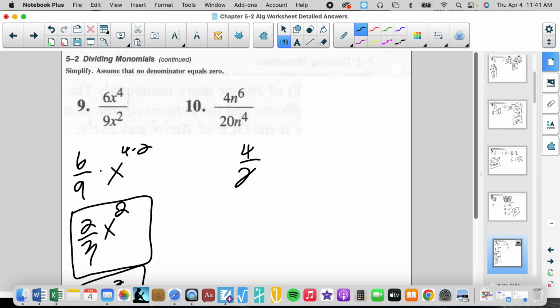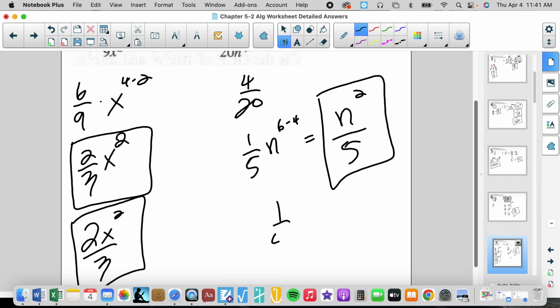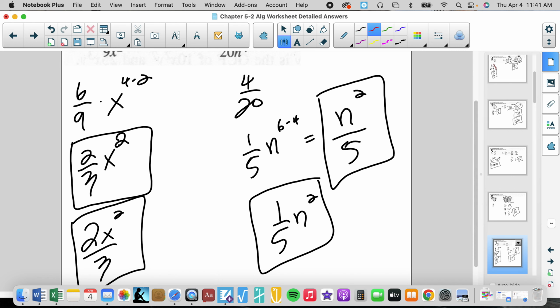4 over 20 is going to be 1/5 n to the 6 minus 4. So we can have n to the second over 5, which is a great answer. You can have 1/5 n to the second. That's an okay answer. You cannot have a 1. Do not write a 1 in here. That is unnecessary. We would not write that. But the only time we would see it is in this form. Okay?